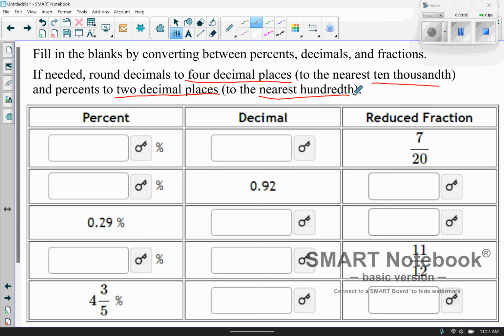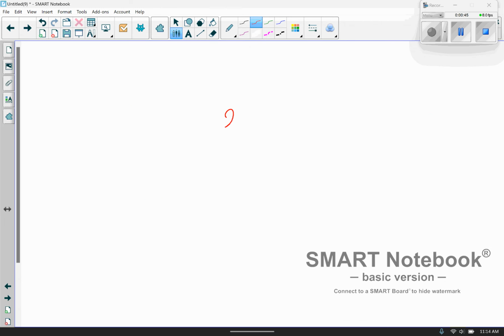If we look at our first one right here, we have our fraction of 7/20ths. If we want to put that as a decimal, we need to divide 20 into 7. I'm going to do that on a clean page. So let's divide 20 into 7, which it won't go into. So I have to add a place value here.